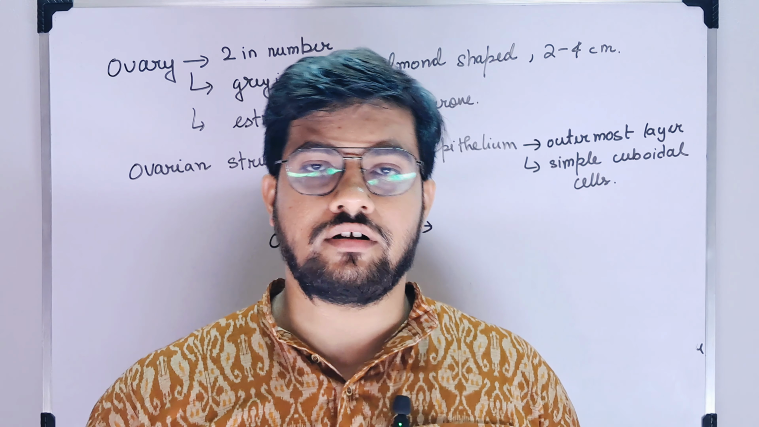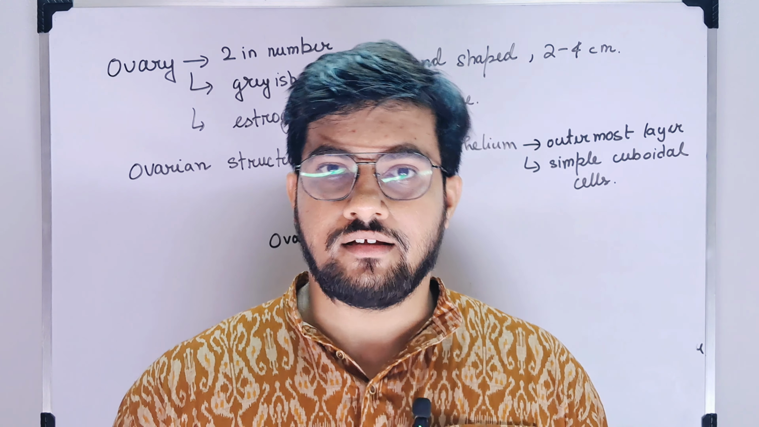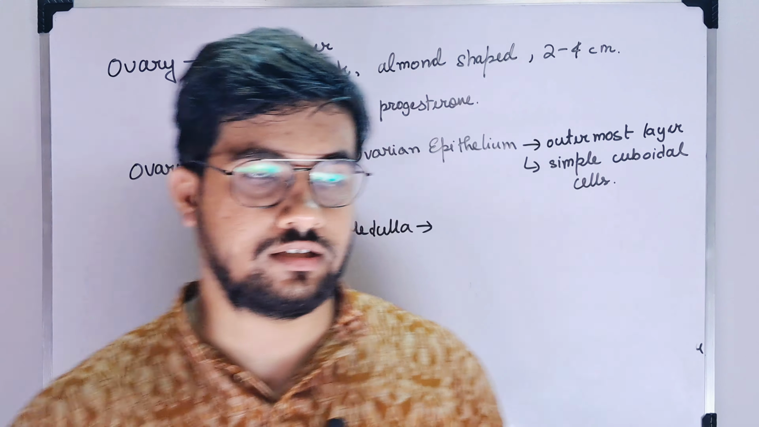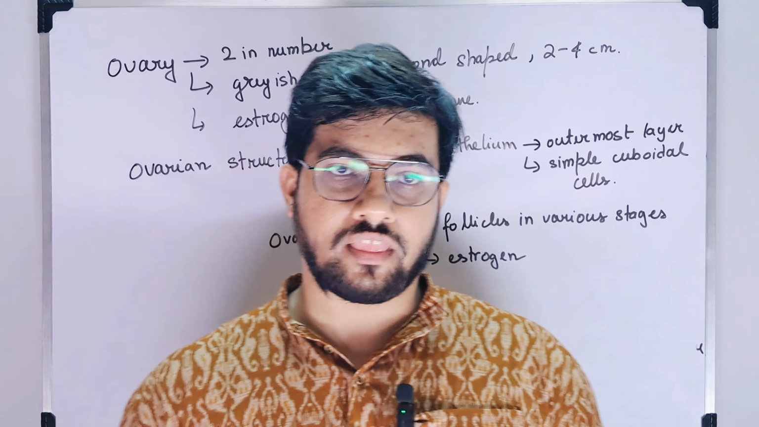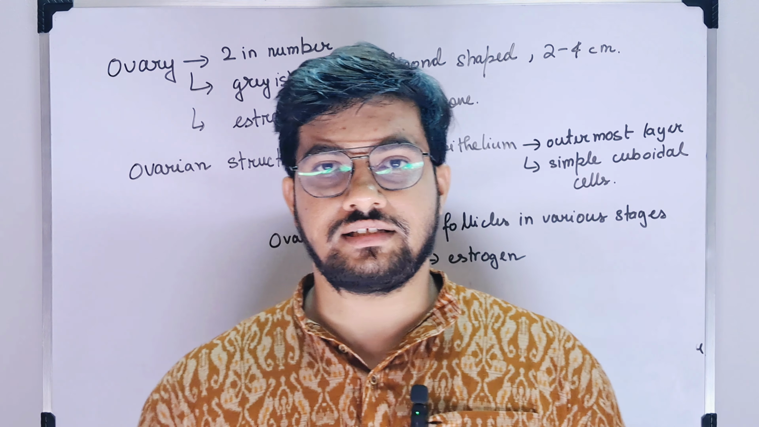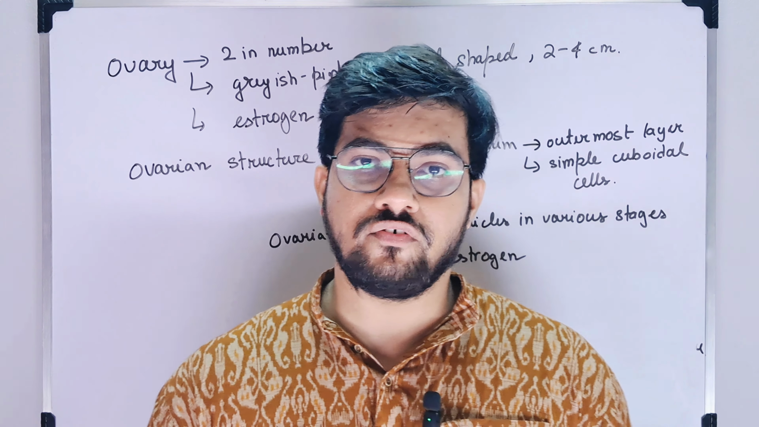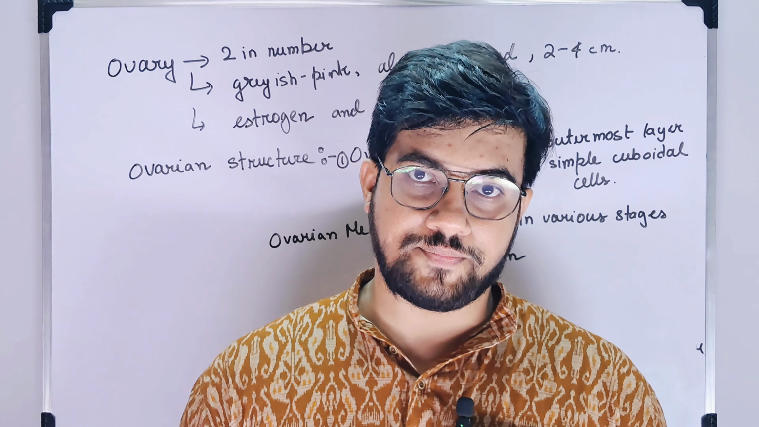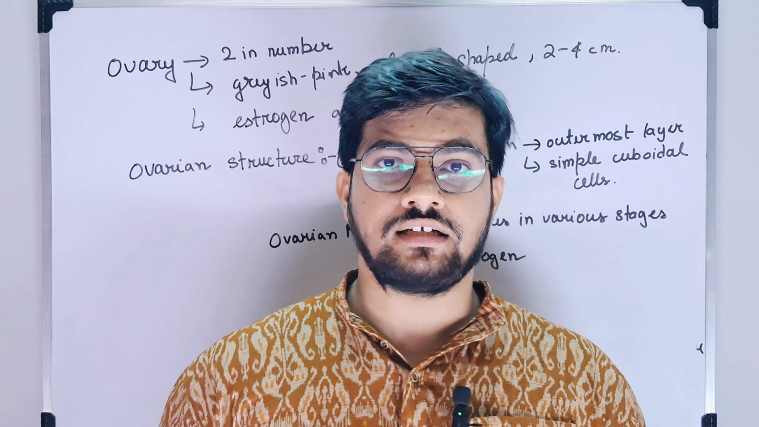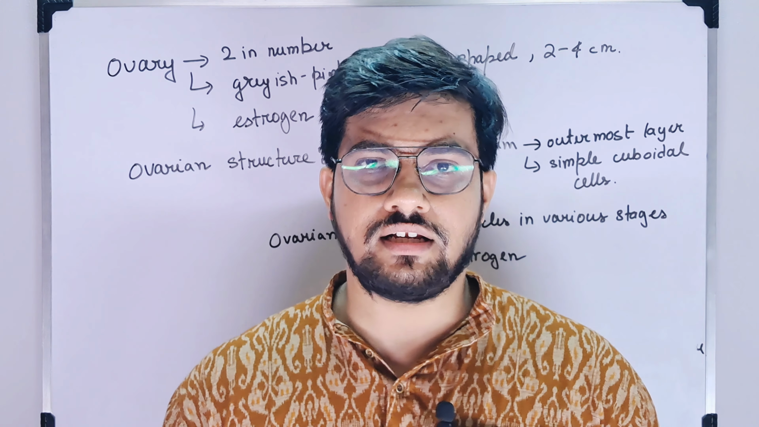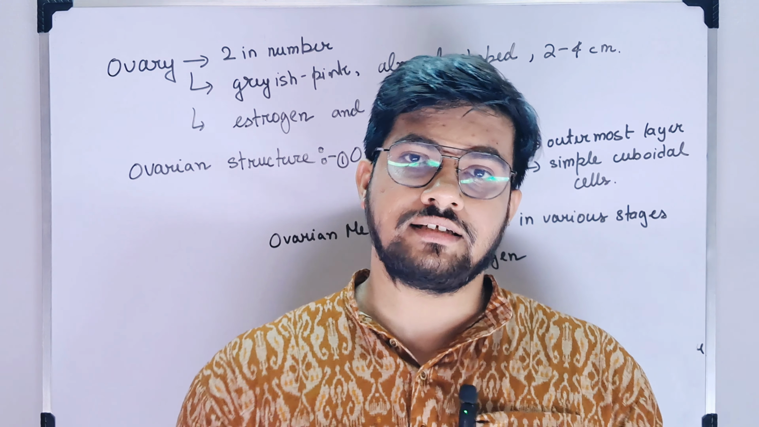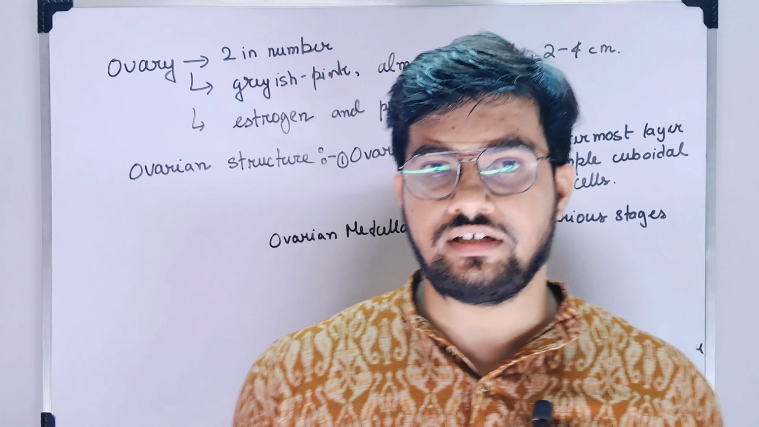This contains several follicles in their developing stages. This part also releases the hormone estrogen, and this is very important. So for a quick recap, the epithelium is the outermost part. Then we have the tunica albuginea, which is the middle connective tissue. Then we have the ovarian cortex and the ovarian medulla. The ovarian cortex is the outermost part of the main ovary and it secretes progesterone. The ovarian medulla is the innermost part of the ovary and it secretes estrogen. Both of them have follicles in various stages of their development.